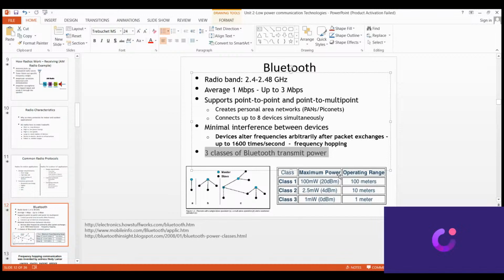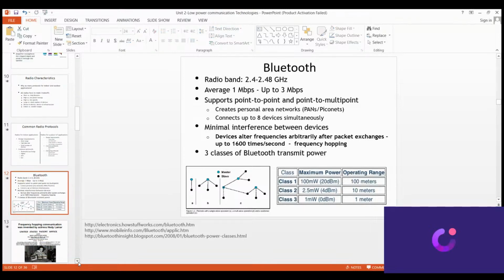For class 1, the maximum power transmission is 100 milliwatts or 20 dBm, which operates in the range of up to 100 meters. Then you have 2.4 milliwatts, class 2, which goes up to 10 meters. And then class 3, 1 milliwatt, transmits up to 1 meter. That's the Bluetooth.